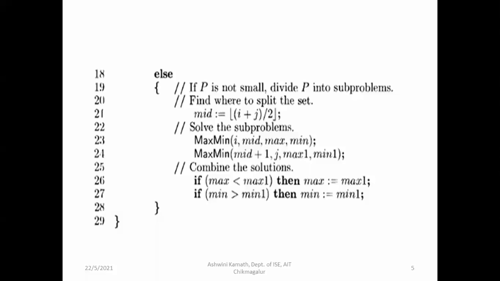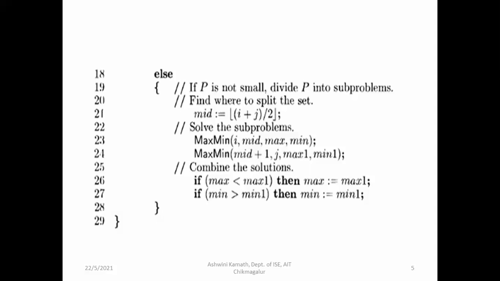Okay, so if max is less than max 1, that means max 1 is greater. Max 1 is greater, so you change the value of max to max 1. If min is greater than min 1, that means min 1 is smaller, so you assign it to min, then return the values of max and min. Since max and min are global variables, once you assign, it's enough. It is done. Okay, so this is how it works.